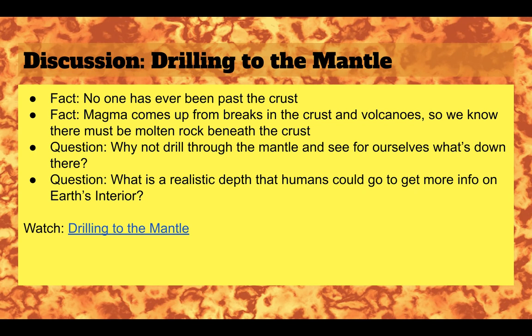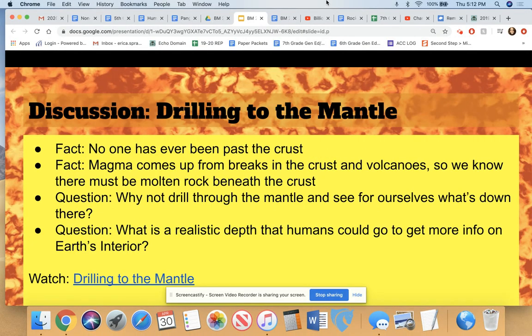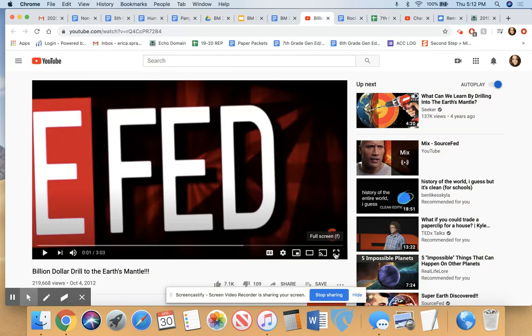All right, now we know magma exists. We see magma coming up from breaks in the crust. Volcanoes erupt magma, so we know that there must be molten rock beneath the crust. So the question is, why not just drill through to the mantle and see for ourselves what's down there? What is a realistic depth that humans could even go to, or create machinery or tools that could get into a layer with that much heat and pressure? So check out this video. We're actually going to watch this together.